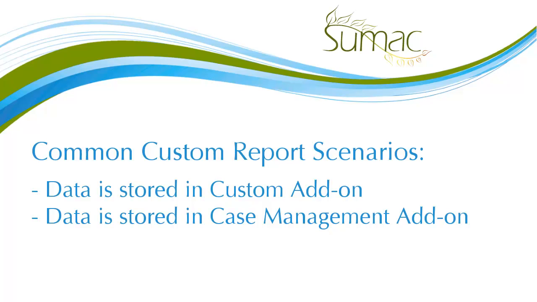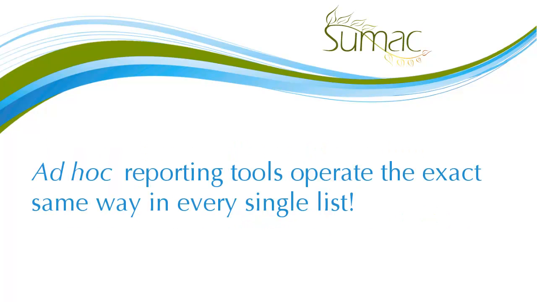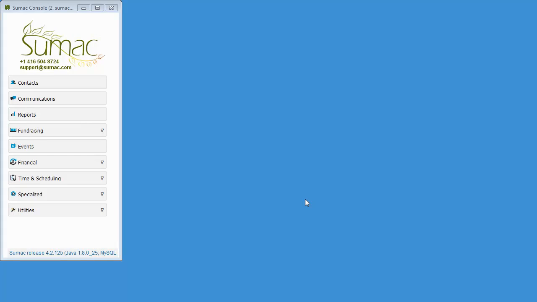For this example, we'll run a custom report from the case management area of the database to report on the service delivery we've provided to clients over the last month. But keep in mind that the custom ad hoc reporting tools of searching, sorting, and exporting or printing your data work exactly the same in every single list in Sumac. To run your report, you must do so from the appropriate list. For our example, we'll run this report from the case management list.